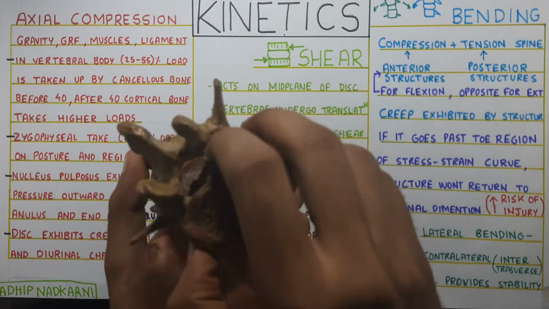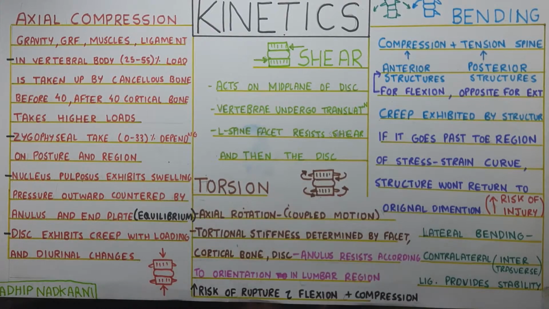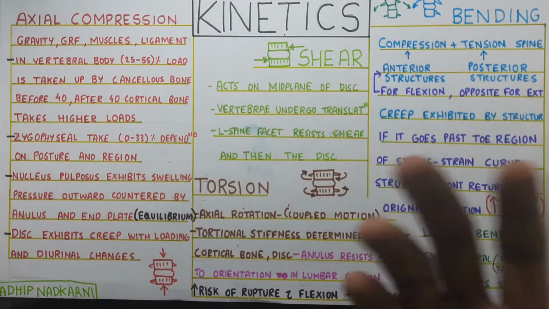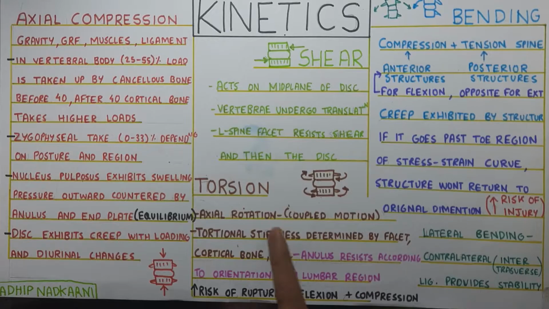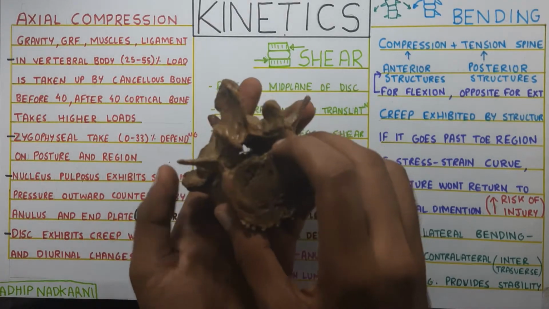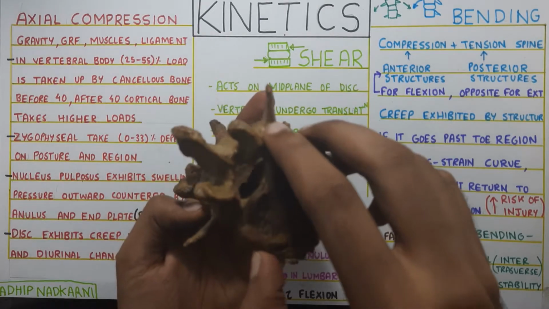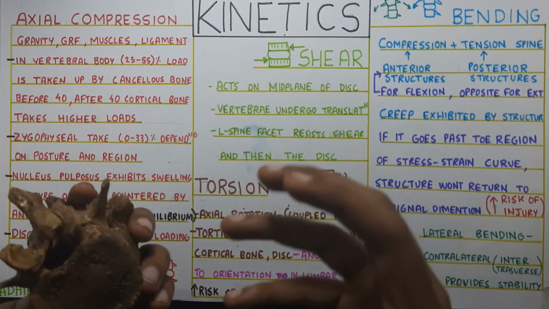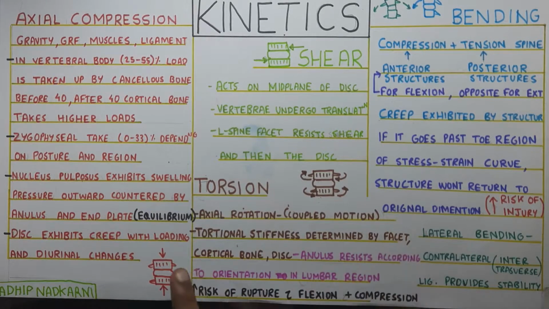Now going on to the next part, the torsion. Torsion is basically a twisting force on the vertebra, and this is also called axial rotation, and it is a coupled motion with lateral flexion, as we have seen earlier. The torsional stiffness, which resists the rotation forces in the vertebra, is given by your facet, then your cortical bone, and also your disc.